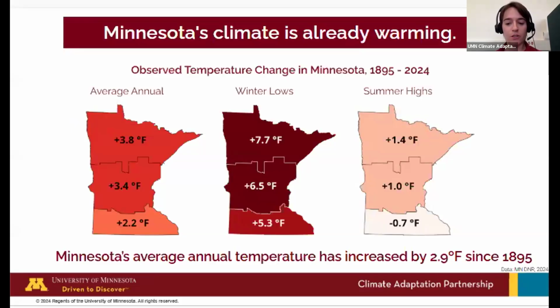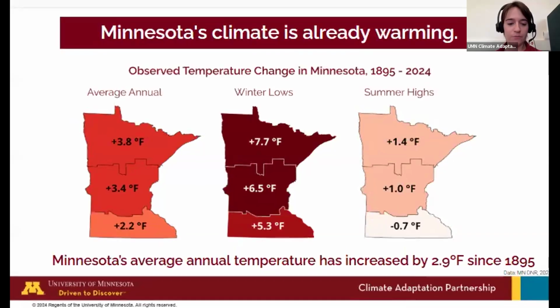In fact, average annual temperature across the state has increased by about 3 degrees since 1895. But the thing to note is that that increase hasn't been consistent by location or time of year. This slide is a little busy, so let's break it down. We're looking at observed temperature change since 1895 across the whole state of Minnesota for the average annual on the left, the winter lows in the middle, and the summer highs on the right. It also divides the state into north, central, and south. The main takeaway that we're hoping you'll observe is that the warming we've experienced hasn't been consistent across location or season, with our most dramatic warming occurring in the northern portions of the state and during winter, thus far due to a phenomenon called Arctic amplification.